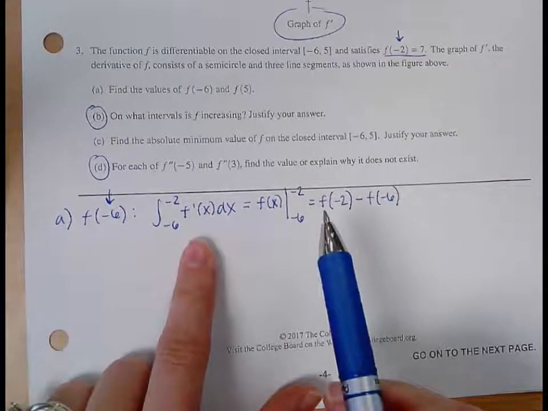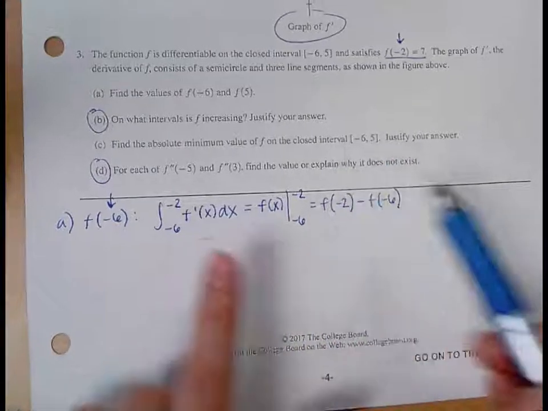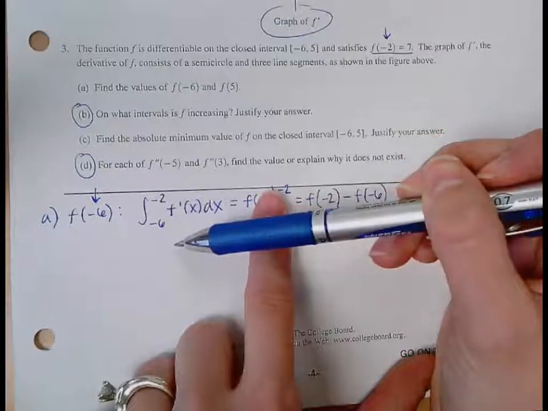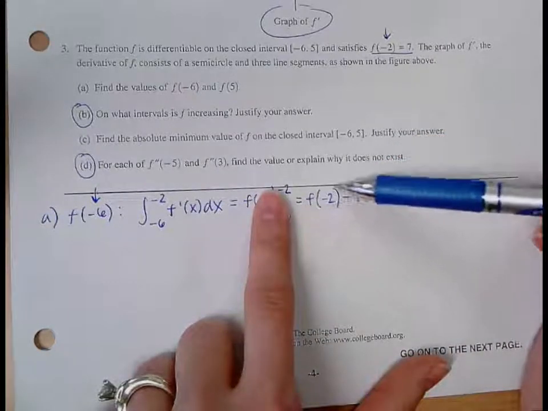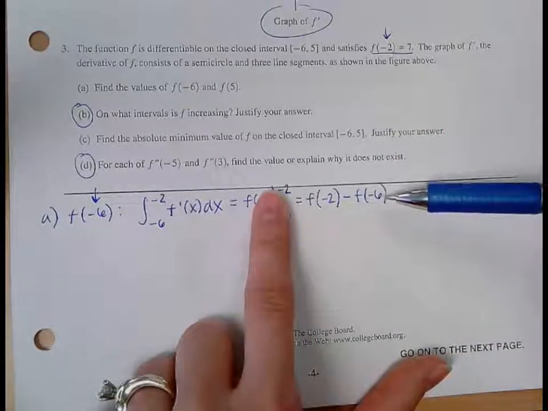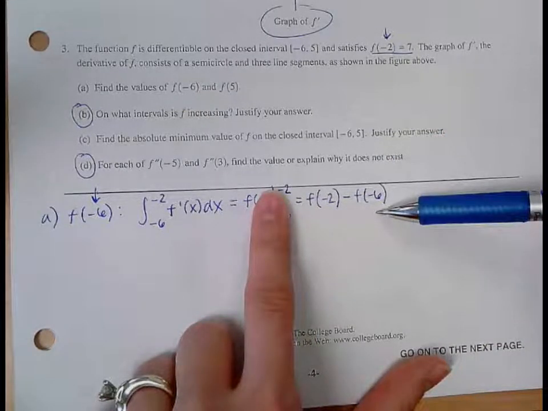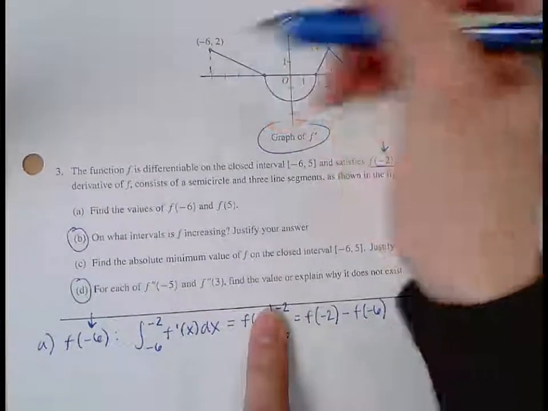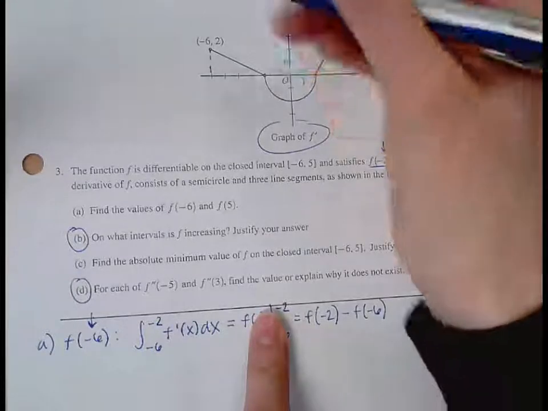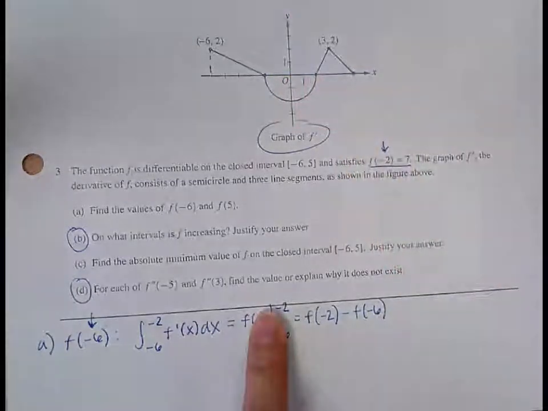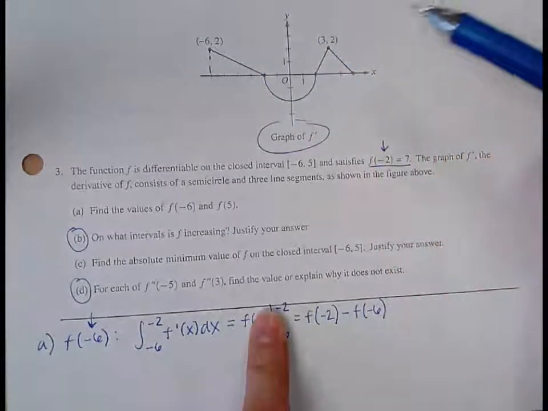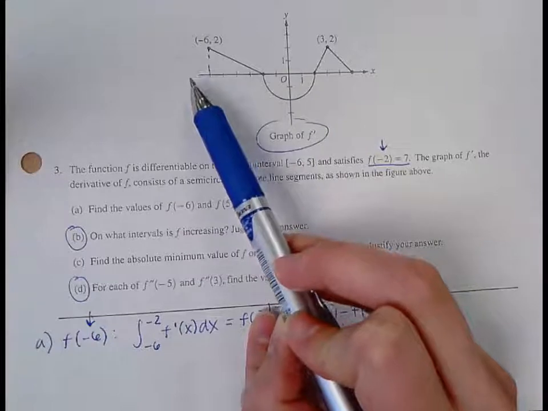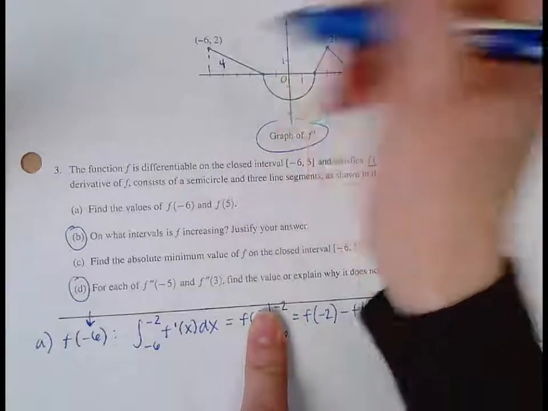So here, if I cut out this middle part, I have this integral, which I should be able to find from the graph. I already know f of -2, so I have now set up an equation that would allow me to solve for f of -6. If I look at this graph from -6 to -2, it would be this triangle here. We have a base of 4, height of 2, so 8 divided by 2, so that area would be 4.